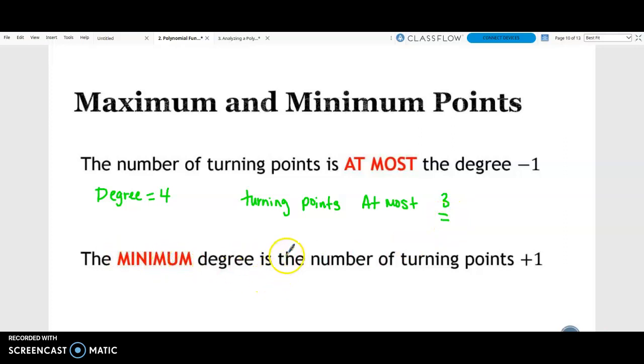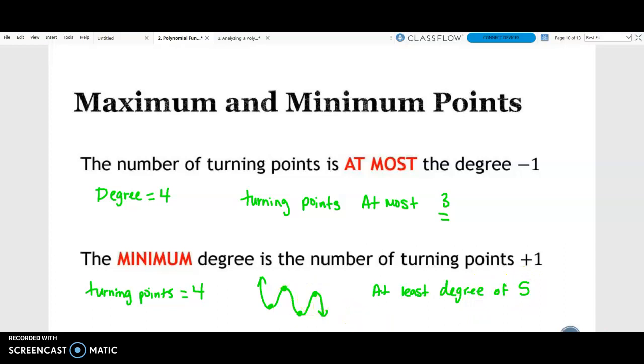The minimum degree is the number of turning points plus 1. So let's say you had 5 turning points. So like 1, 2, 3, 4. Sorry, 4. So 4 turning points. That means that it has to be at least a degree of 5.